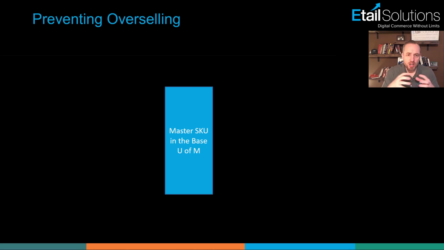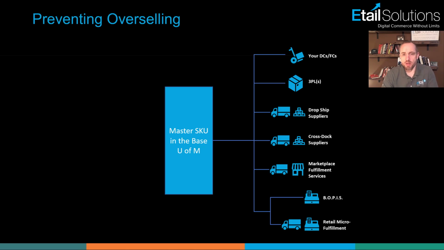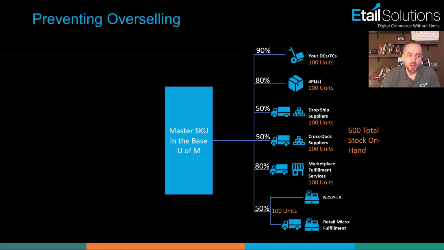So remember, we've talked about getting everything to the point where we've got a master SKU in the base unit of measure, and we've got our icons here representing our supply chain. Now let's imagine, just for simplicity's sake, that we had 100 units of inventory available at each of these different locations. That'll make the math kind of nice and easy. So when you look at that, that's 600 total units on hand.